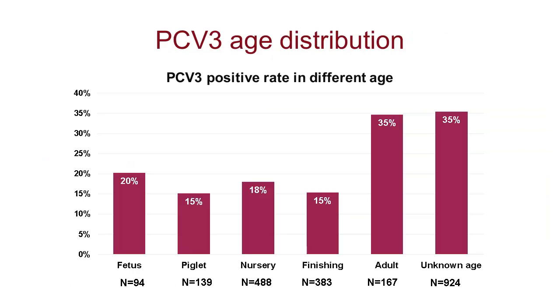When looking at the age distribution, we found PCV3 from the fetus to the finishing stage, at about 15 to 20%. We have a higher rate in adults, which are mostly sows and some boars. And we have a huge number of samples with unknown ages. So once I figure out the age distribution, this category can definitely change the age distribution of PCV3 infection. But so far, this work hasn't been finished yet.